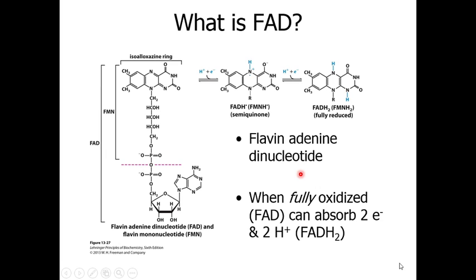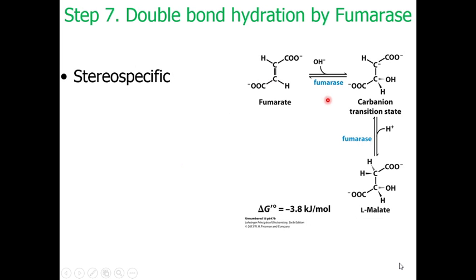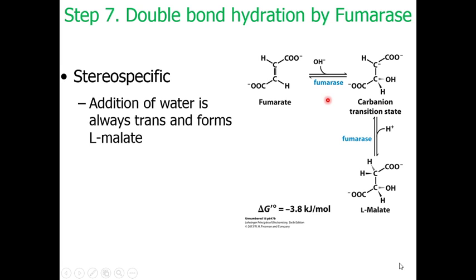In step 7, fumarate is converted to L-malate. Conversion of fumarate to L-malate is catalyzed by the enzyme fumarase. And this enzyme is stereospecific, which means that the addition of water to fumarate is always trans, and it results in the formation of L-malate.